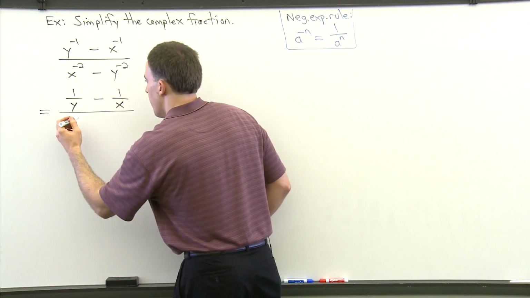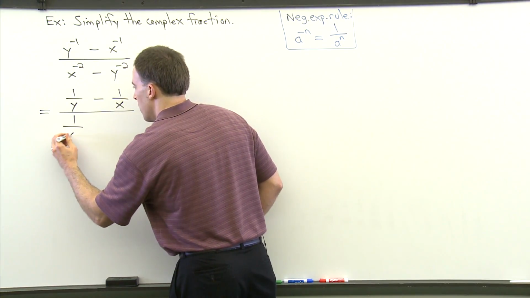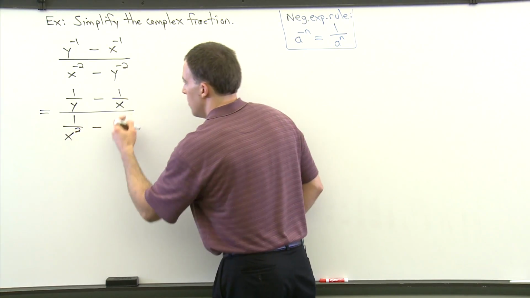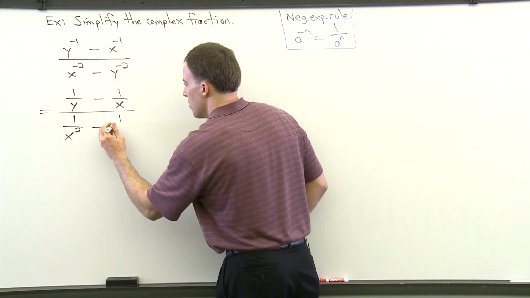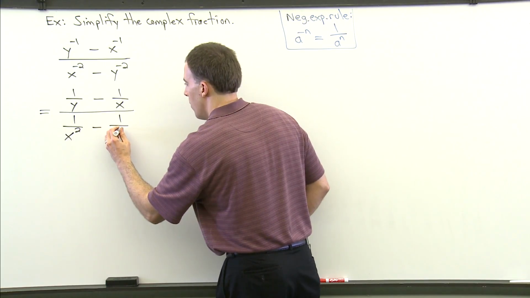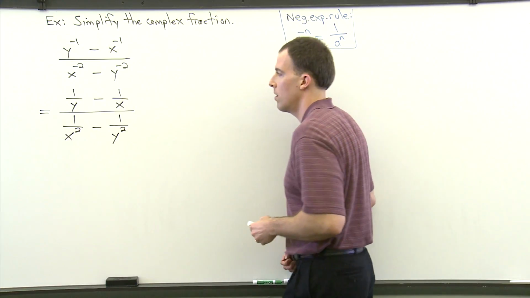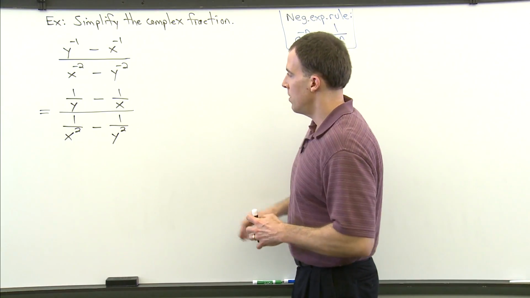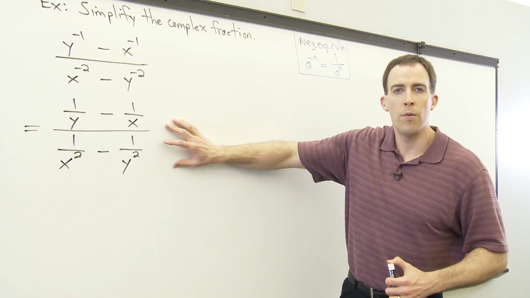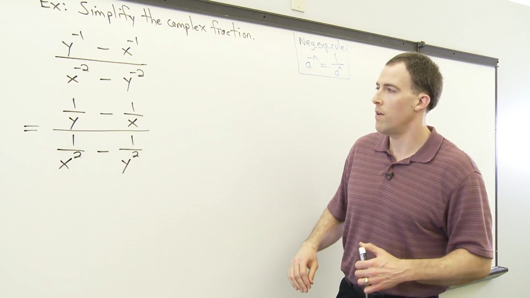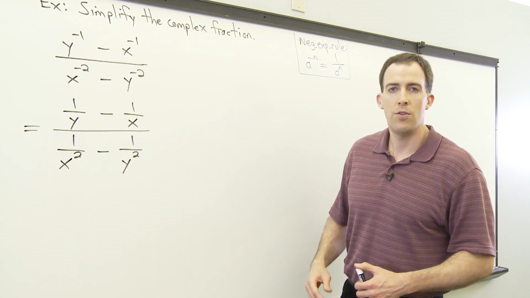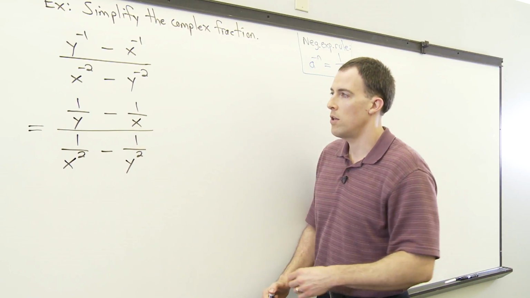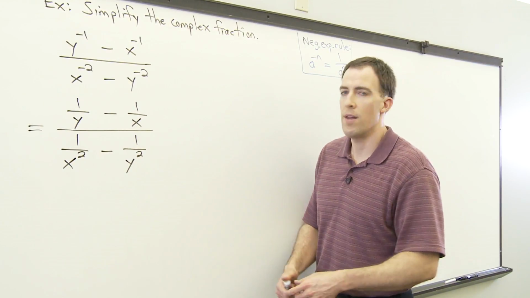X to the negative 2 by the negative exponent rule is equivalent to 1 over x to the positive 2 power, or 1 over x squared. And then minus y to the negative 2 is equivalent to 1 over y to the positive 2, so 1 over y squared. That's utilizing the negative exponent rule. From here, then, we have to decide whether we're going to use method 1 or method 2 for simplifying the complex fraction. I generally prefer method 2 when there are multiple terms in the numerator and denominator, but you can also use method 1. I'm going to demonstrate method 2.